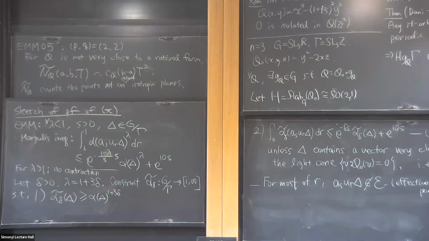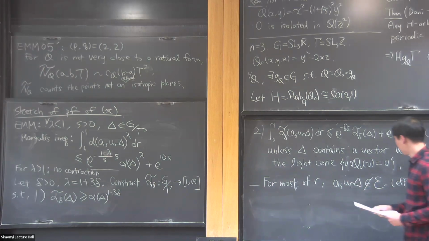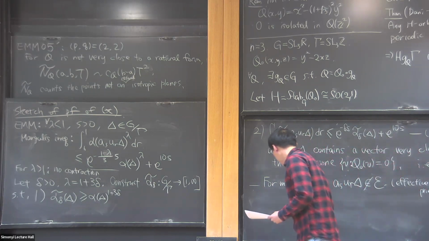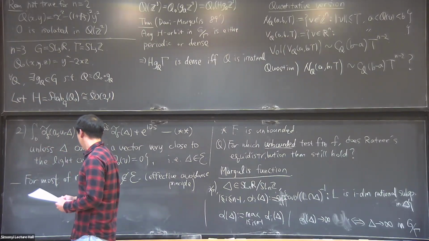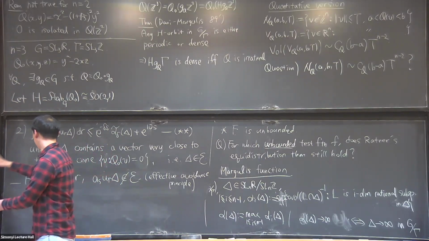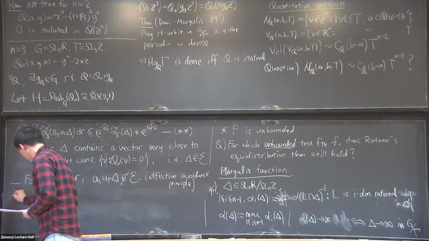One can view this exceptional set as a thin neighborhood of some manifold contained in G mod gamma, and one can explicitly describe the shape of this exceptional set. More specifically, I use the effective avoidance estimate of Sanchez and Song. And the proof of star follows from combining these two ingredients.